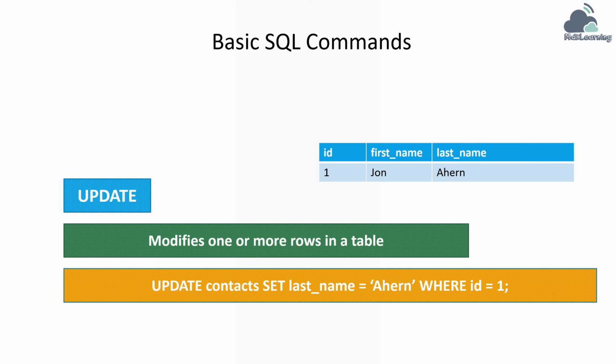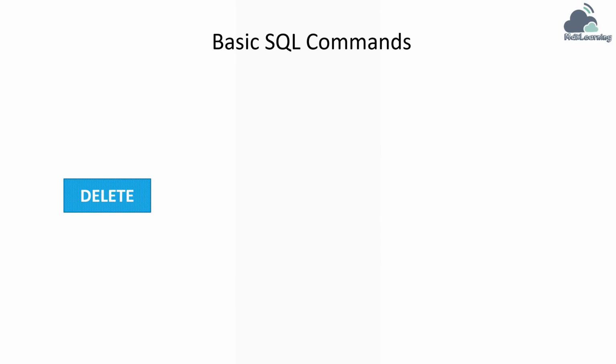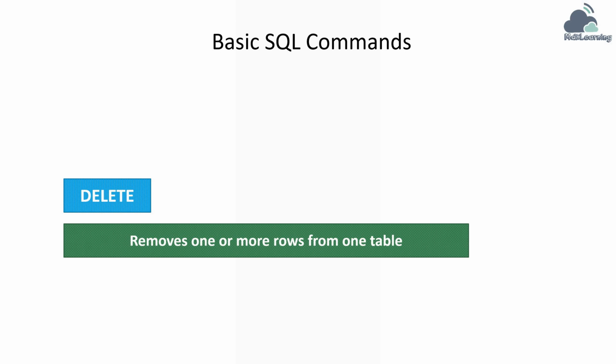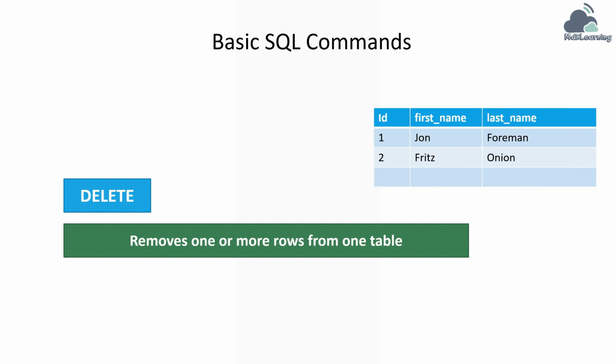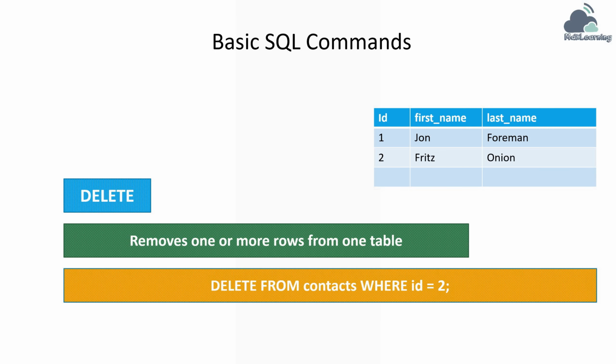And the last of the basic SQL commands is delete. So delete is there to remove one or more rows from one table. So let's imagine here is my table contacts again. I've got my first name and last name and the auto incrementing ID. What I can do is say delete from contacts. And so again, the delete from is the full real delete command. Contacts is the table that I want to delete rows from. And where ID equals 2 is my where clause or my restriction.